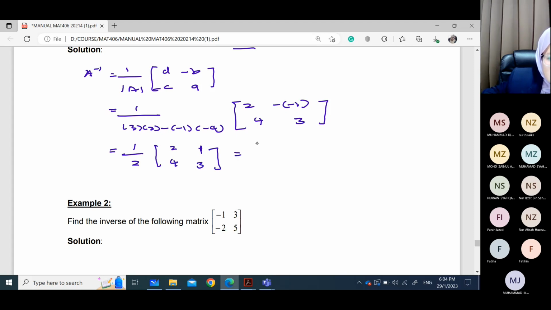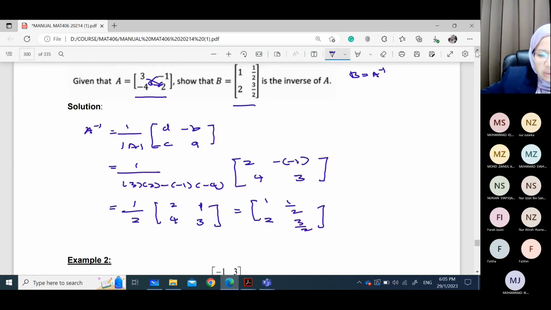So the answer here is 1. So 1 over 2 multiply with 2, 1, 1 over 2, 1 over 2 times 4, we have, berapa tu? 2 and 3 over 2. Okay, so this one is A inverse. So boleh tengok A inverse, it is shown that A inverse equivalent with B. Dah shown lah, tunjuk.